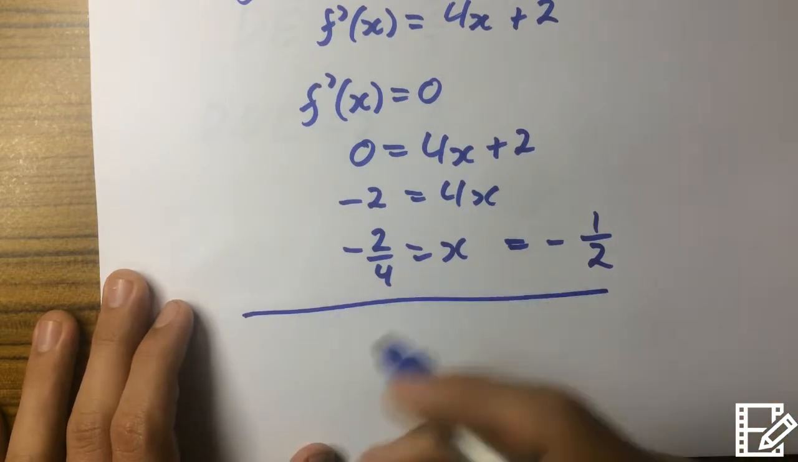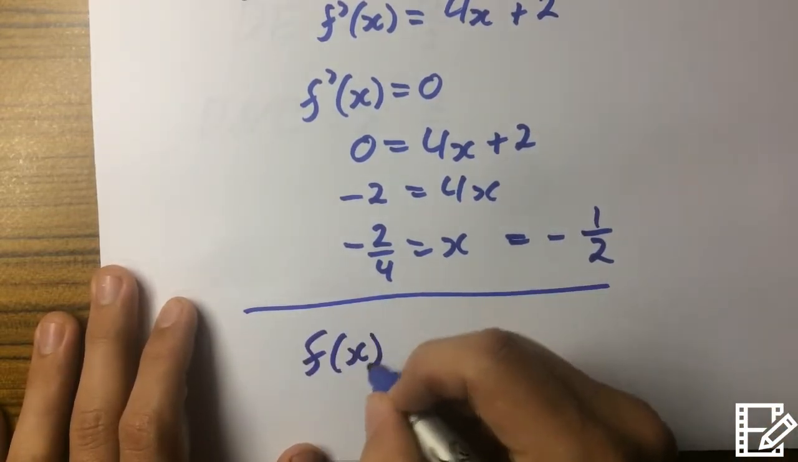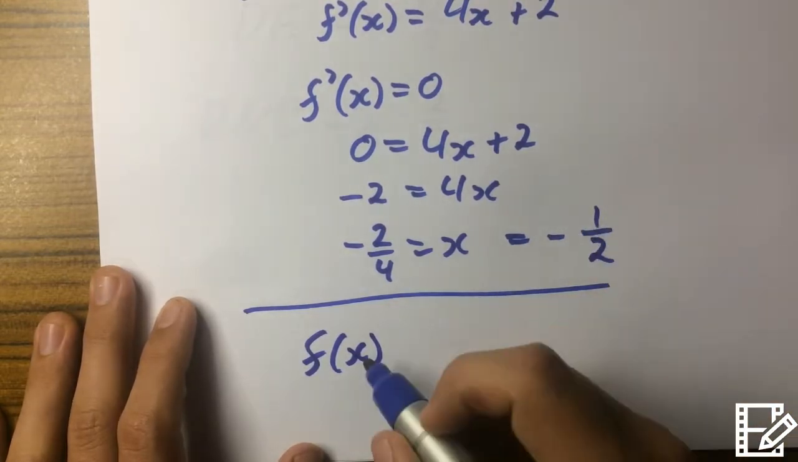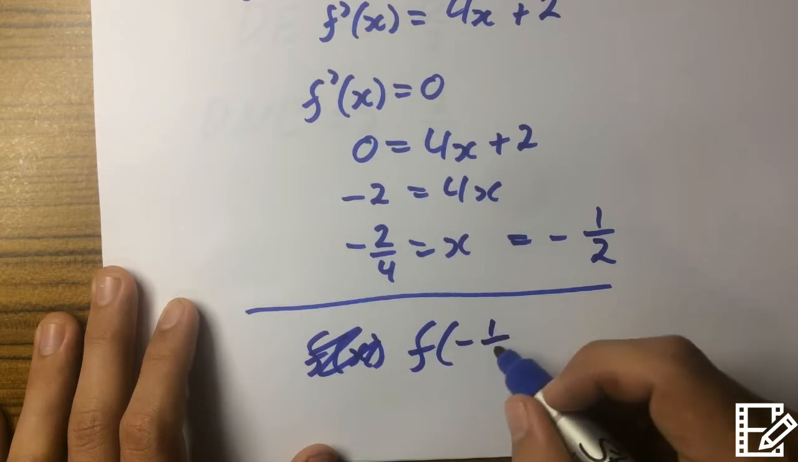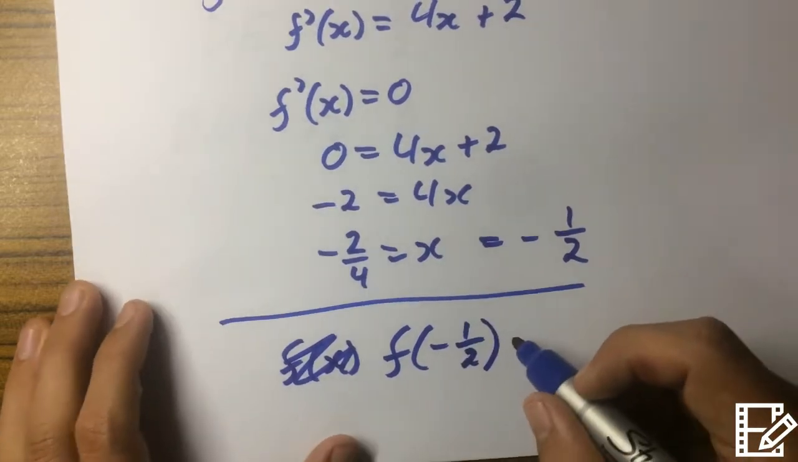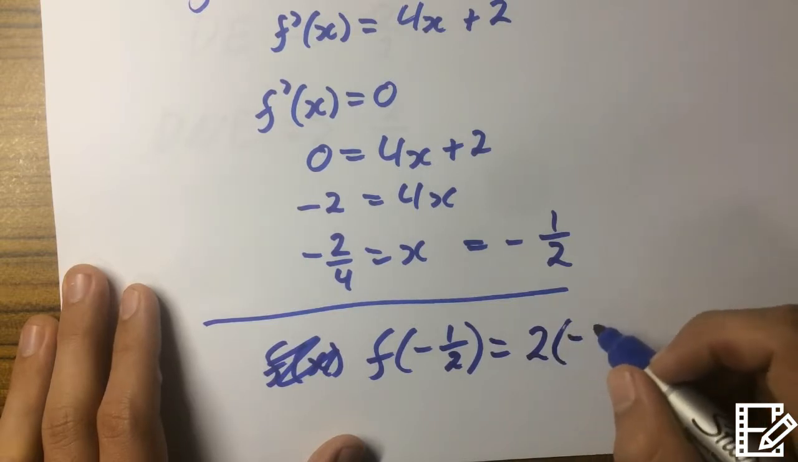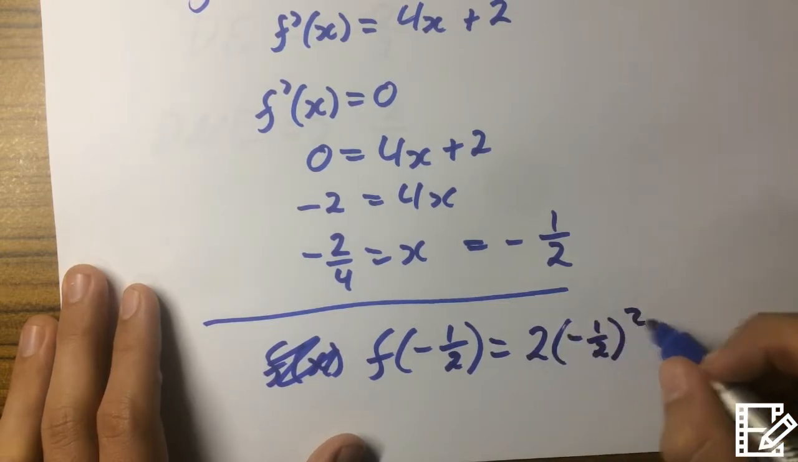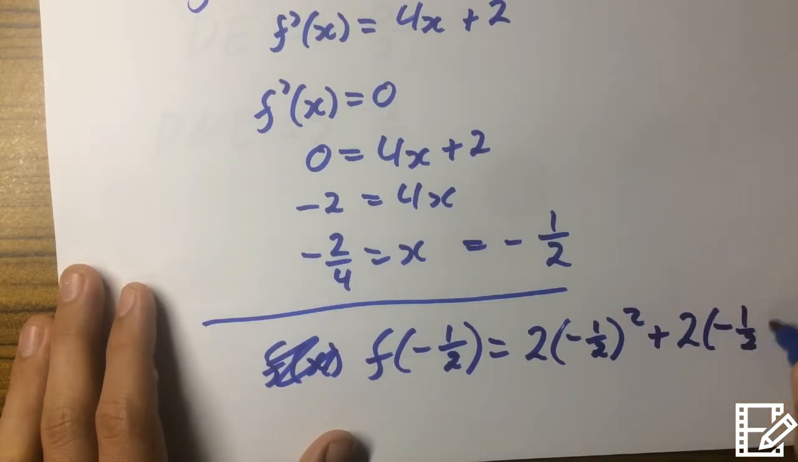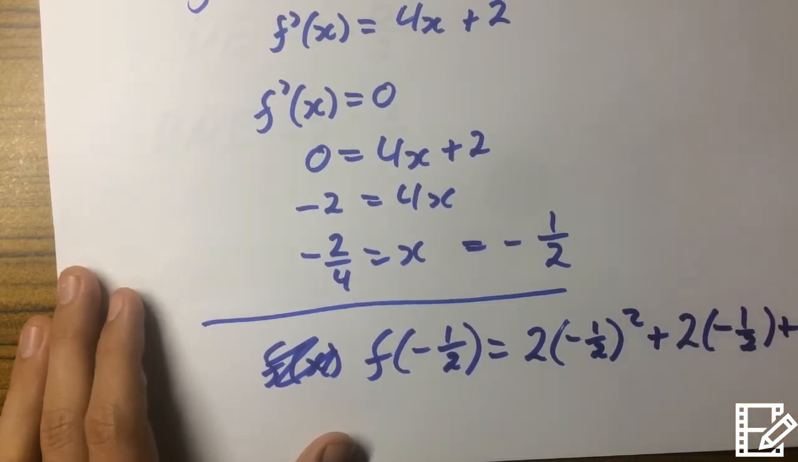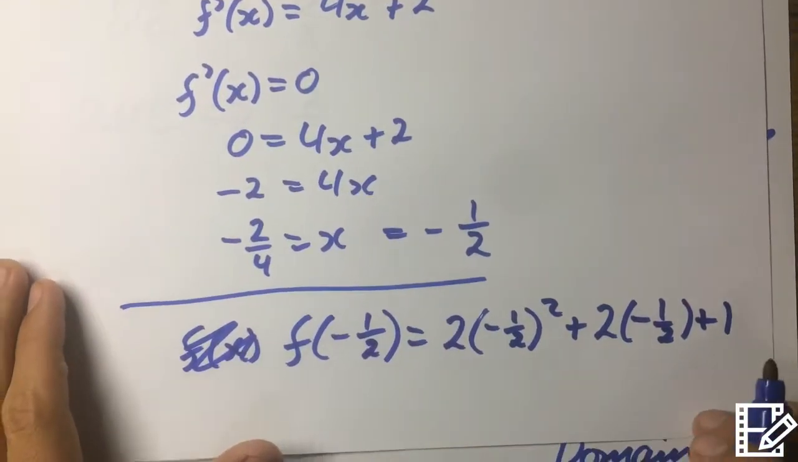Now we need to find the critical point, and that's when we sub it back into the function. So we take this critical number, negative a half, and sub it back in. That would equal 2 times negative a half squared plus 2 multiplied by negative a half plus 1, which is the original function, just with negative a half subbed in.